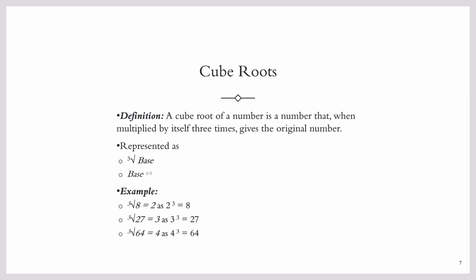There are two methodologies to represent it as mentioned here. First is to write 3 followed by the symbol of a root and then write the base. Or simply, we can write the base and then write it in exponent as 1 over 3.